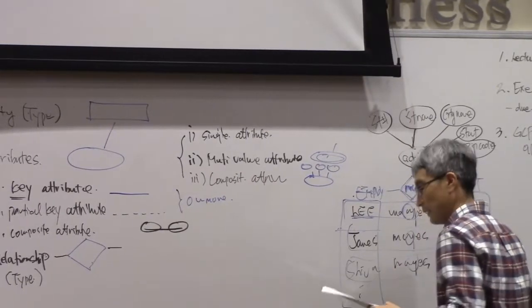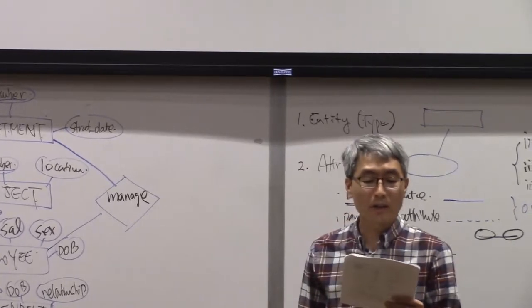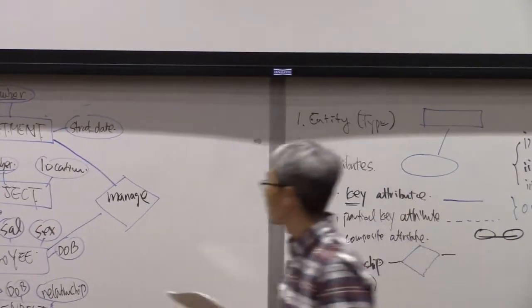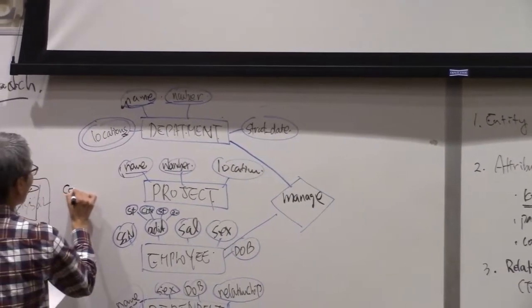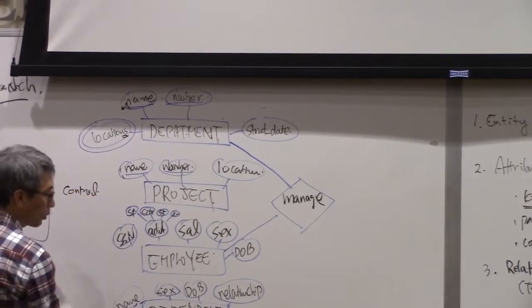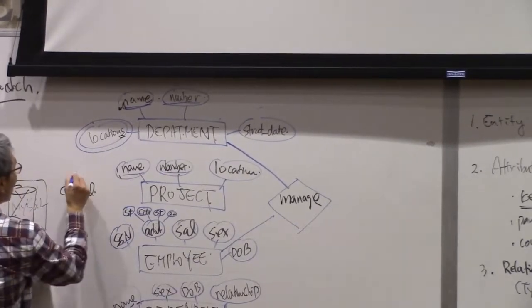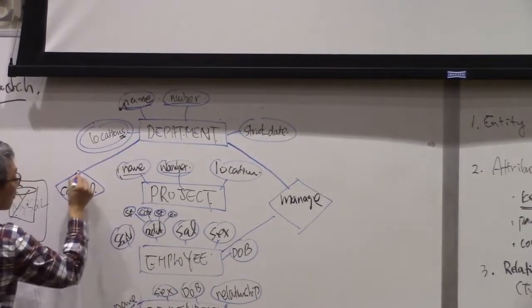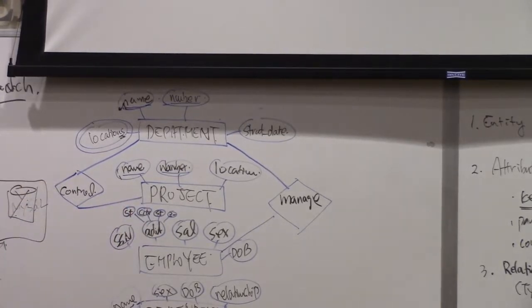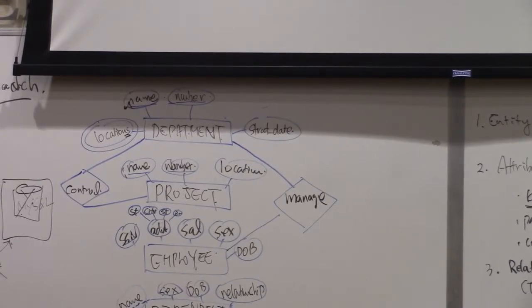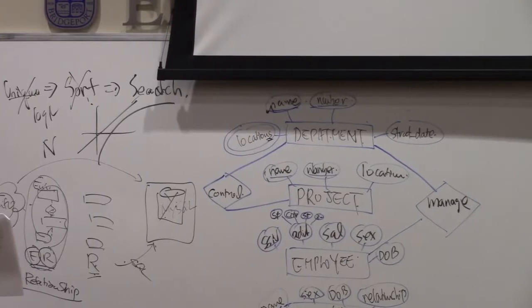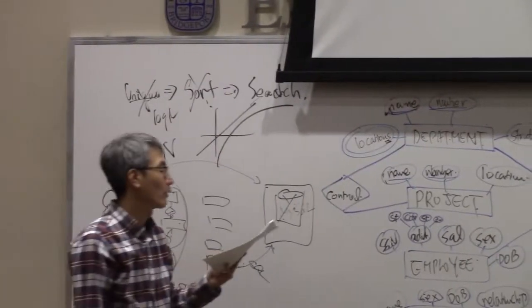What else? Each department controls projects, right? Each department controls the project. So which means department controls the project. Okay. Anything else? You have already realized our first example is very nice. The italic represents such a relationship type.